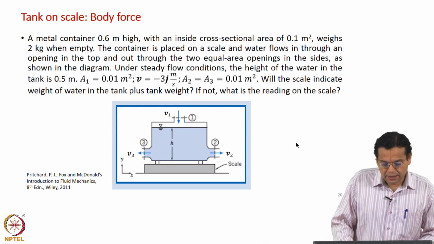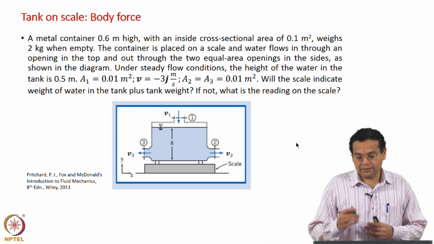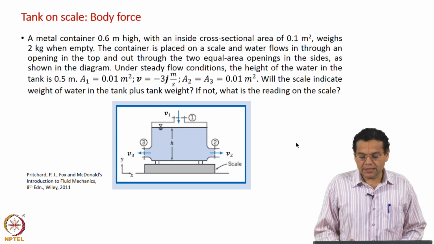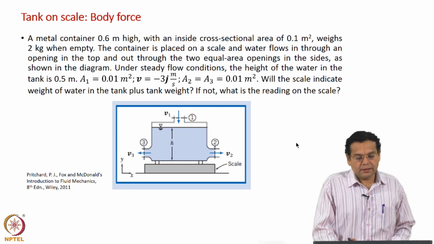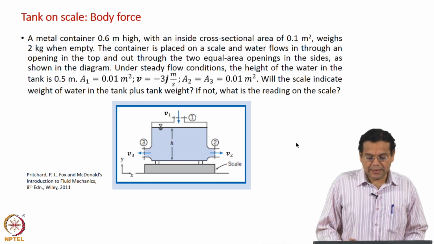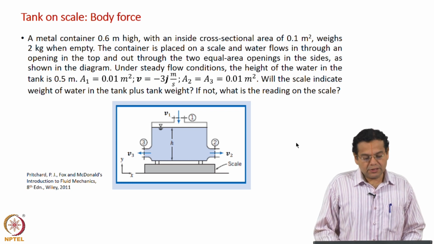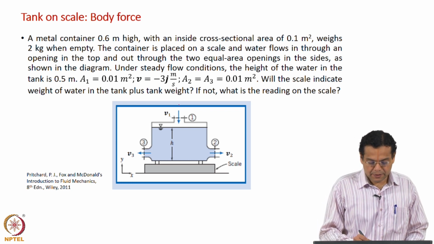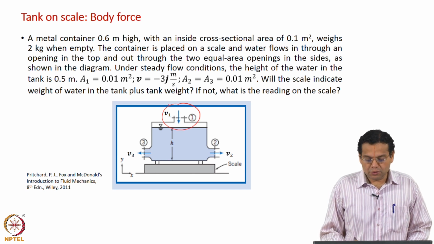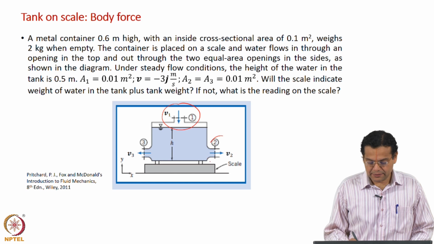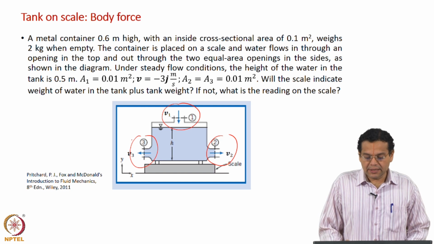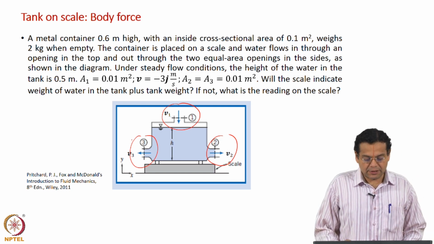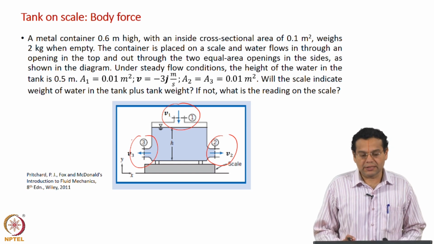A metal container 0.6 meters high, that is the total height of the container, with an inside cross-section area of 0.1 meter squared, weighs 2 kg when empty. So this is something like putting your beaker and weighing it. The container is placed on a scale and water flows in through an opening in the top, shown here, and out through two equal-area openings in the sides, as shown in the diagram. Under steady flow conditions, the height of the water in the tank is 0.5 meters. So that indirectly gives us the volume of water in the tank.